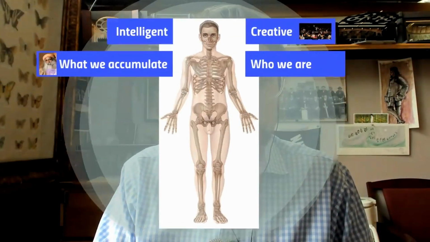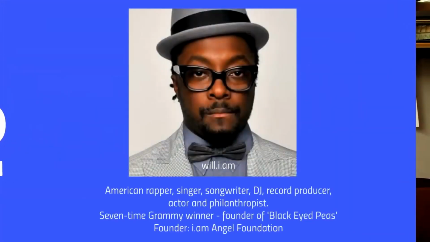To give you an example of who we are, I want to bring up this individual, will.i.am. He's a Grammy Award winner from the Black Eyed Peas, but has also done multiple things in his life. He's a producer and songwriter and singer and actor and philanthropist. I highly recommend you look up the I Am Angel Foundation. But anyway, will.i.am is a remarkably creative and successful person who uses his own intelligences to advance his career.